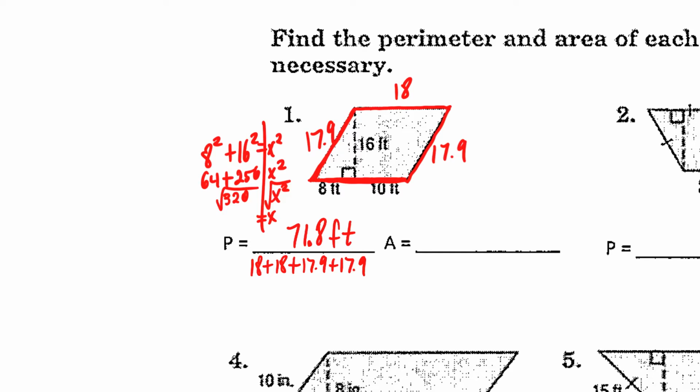And now for the area, how do we find the area of this parallelogram? It's just base times height. So what's the base of this parallelogram? 18 times what's its height? 16. So 288 square feet.